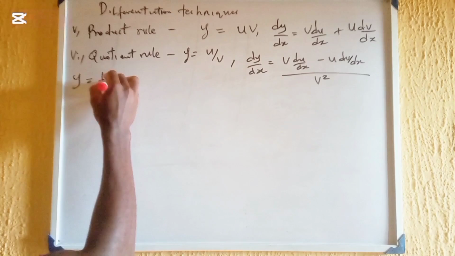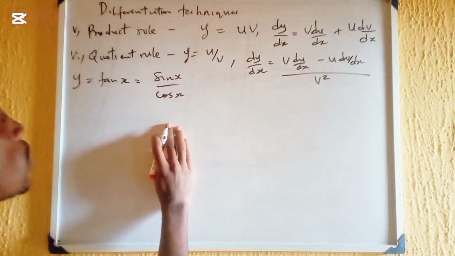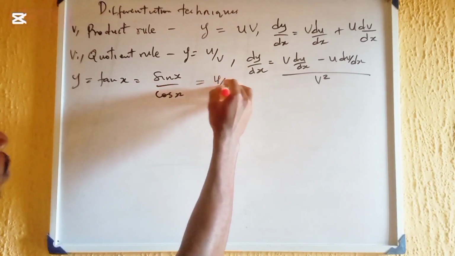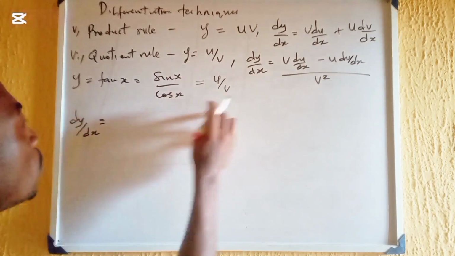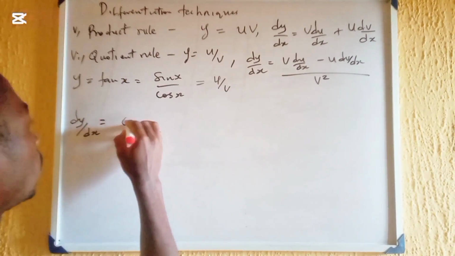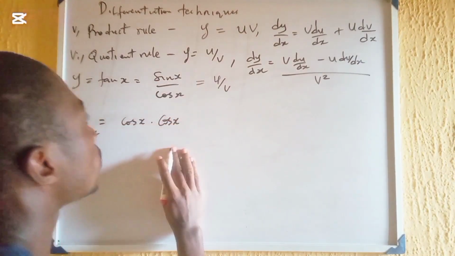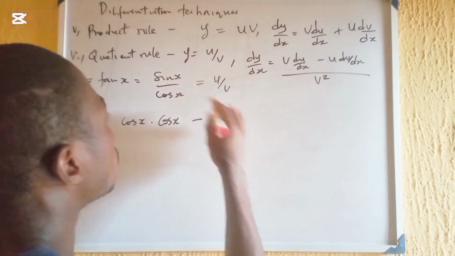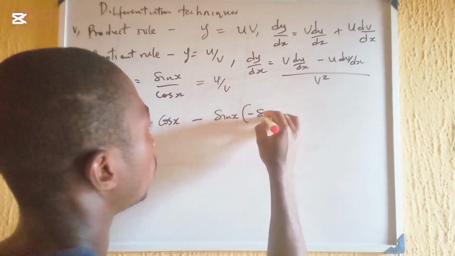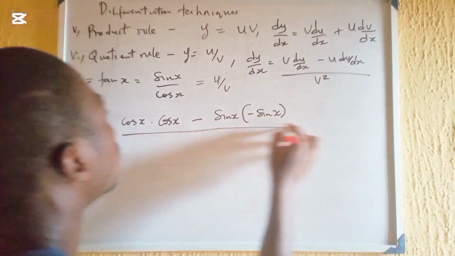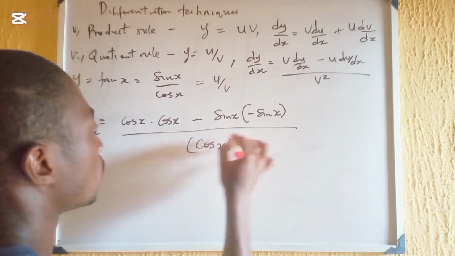If y is equal to tan x, it means that y is equal to sin x over cos x, and this is equal to u over v. So dy/dx is equal to v du, that's cos x, into differentiate sin x, you have what? Cos x. Then minus u dv, that's sin x, then differentiate cos x, you have minus sin x, divided by v squared, that's cos squared x.